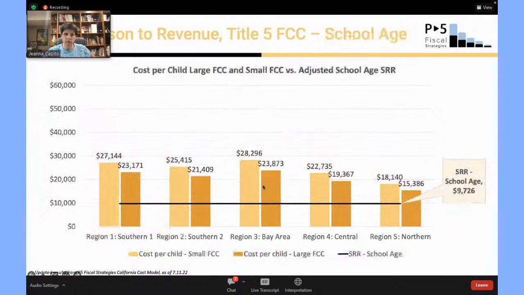All right, so let's take a quick look at school age. And again, same pattern by all 5 regions. The amount for the small home is the first column, large home is the second column in each region, and the black line that cuts across them is the available Title V revenues for a school-age child.